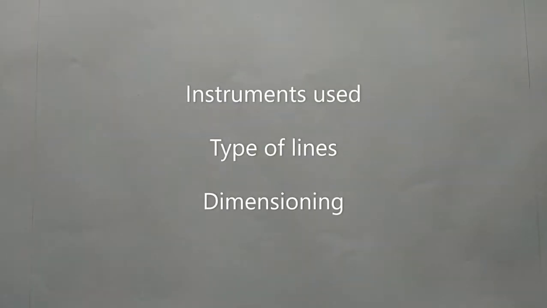So dear students, in today's class, we shall discuss the following topics. One is the instruments which are required for engineering graphics. Then we will be learning about types of lines. Then it is about dimensioning. So we will be learning about three topics today: the instruments required for drawing, types of lines, and dimensioning. We shall start with the instruments which are required.